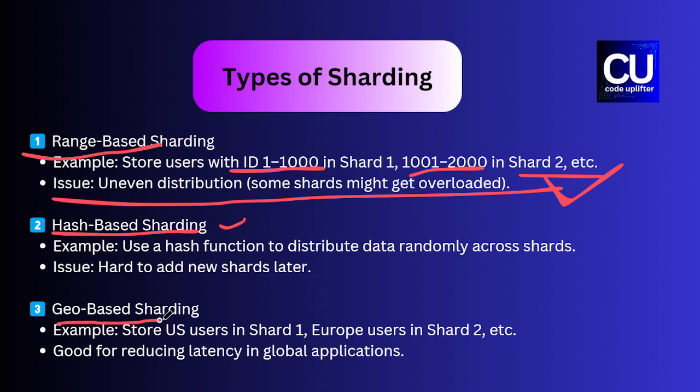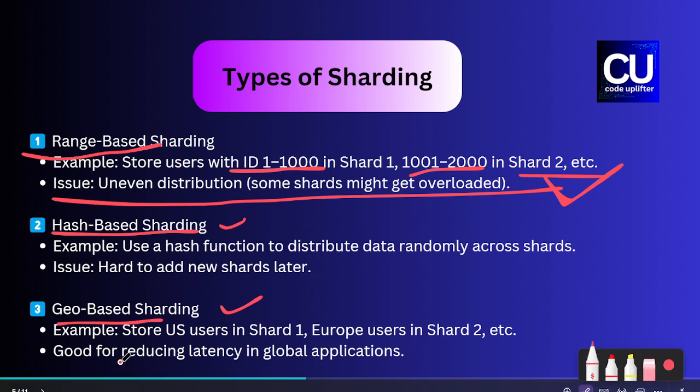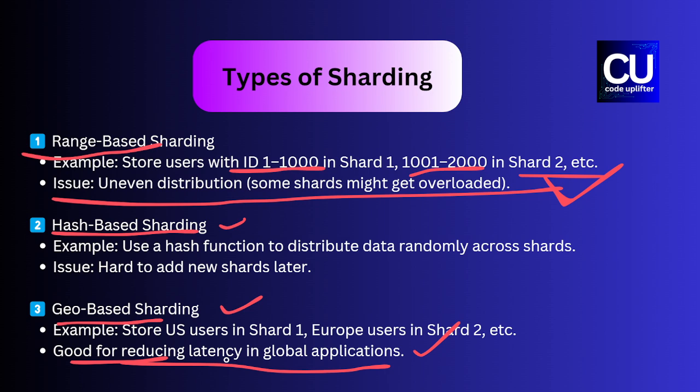And otherwise you can, let's say, consider US based region users, you can store them in shard 1, Europe based in shard 2. So that is also one way of sharding. It can really impact the network latencies, because if, let's say, US based region users are stored in a database which is there in the US, then definitely it will reduce the latencies. Okay, now these are all the types of sharding.